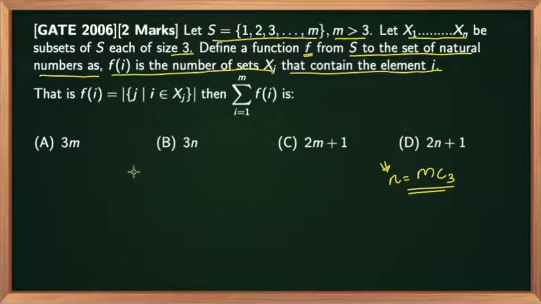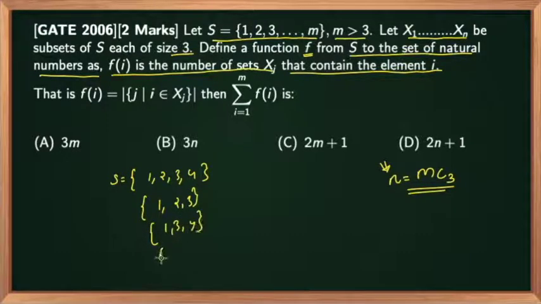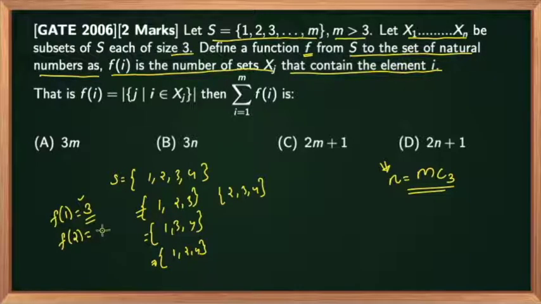Okay, for example, if you have S is equal to {1, 2, 3, 4}, the subsets of size 3 will be {1, 2, 3}, {1, 3, 4}, {1, 2, 4}, and {2, 3, 4}, right? And f of 1 is the number of subsets that contain 1. If you see, I have 3 as the answer because these 3 sets contain 1. So f of 1 is 3. Similarly, f of 2 is also equal to 3, f of 3 is also equal to 3, and f of 4 is also equal to 3.